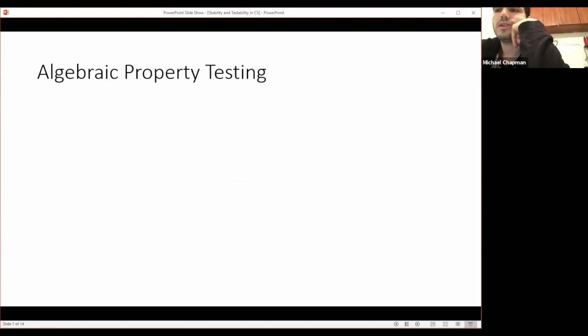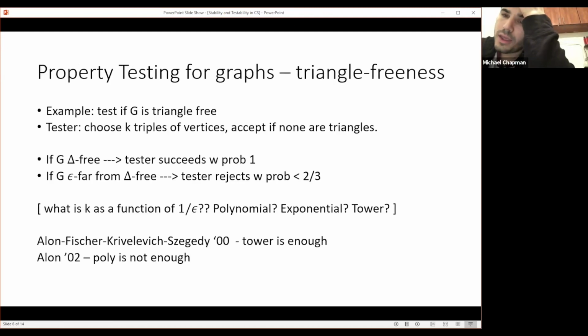Okay. Irit, yes, please. Do we know that there is no better tester? Like they answered only this about this specific tester, right? Maybe there is a potentially better tester for triangle freeness? Or maybe Alon's work says that any tester will need more than that. Yeah, I don't think it matters.